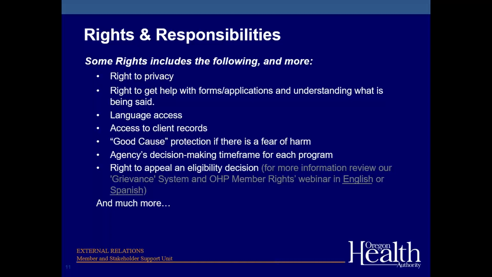And they have a right to appeal an eligibility decision. They don't have to take the answer if they don't agree with it. There's a process for that. In fact, we have a whole webinar on it. It's the grievance system webinar, and we've put a link here to it in English and Spanish in case you'd like to know more. And there are many other rights that they are agreeing that they understand, but that is what they should expect from our agency.